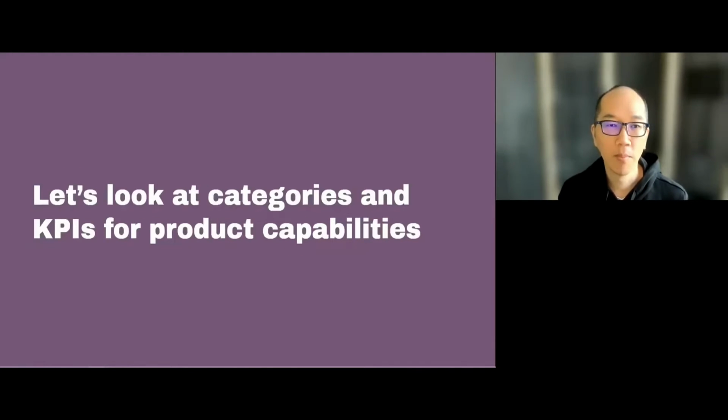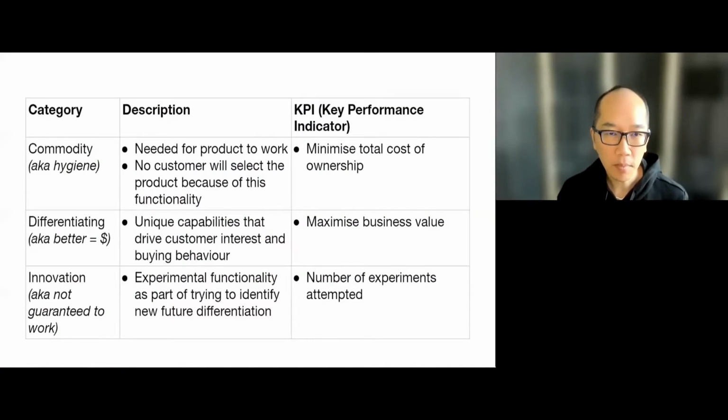Associated with that as well, the measurement of success is different. So your KPIs are different at each stage of the product life cycle. For a commodity category of capabilities, you're looking at minimizing the total cost of ownership. When you're differentiating, you're looking at maximizing business value. And when you're innovating, because innovation is not guaranteed to work, there's a bit of a numbers game here. So you're looking at the number of experiments attempted.